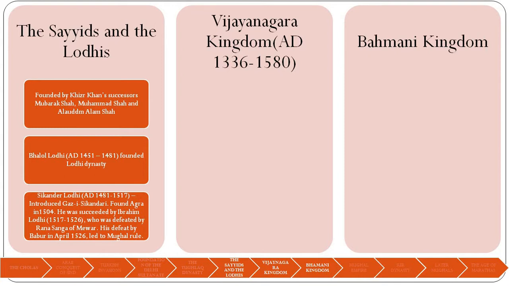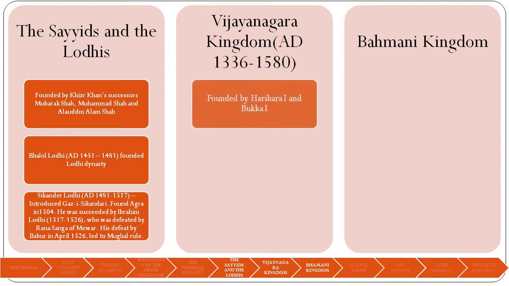He founded Agra in 1504. He wrote the Persian verse Gulrukhi. He was succeeded by Ibrahim Lodi, from 1517 to 1526, who was defeated by Rana Sanga. He was also defeated by Babur in April 1526, which led to the establishment of Mughal rule in India.